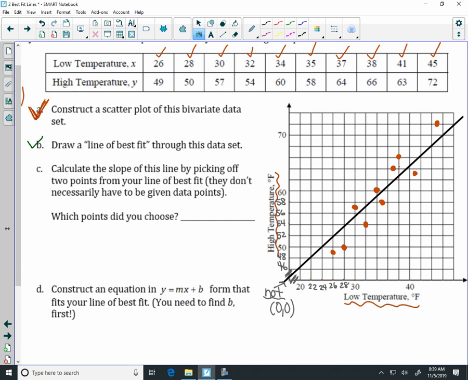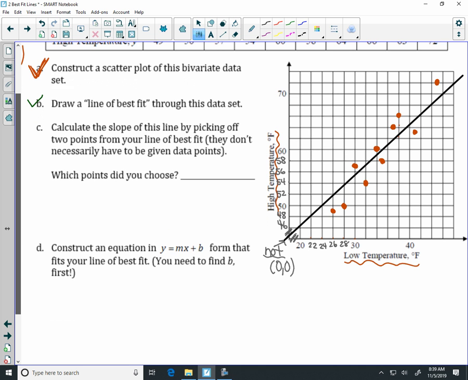So we drew a line of best fit. Calculate the slope of the line by picking off 2 points from your line of best fit. Okay, so we're going to use our line. Now the rest of our work is going to be about that line. So I'm going to pick 2 points. I have a nice point here, and I have a nice point, and there is a nice point. Those are my 2 nice points. The rest of them aren't really on.